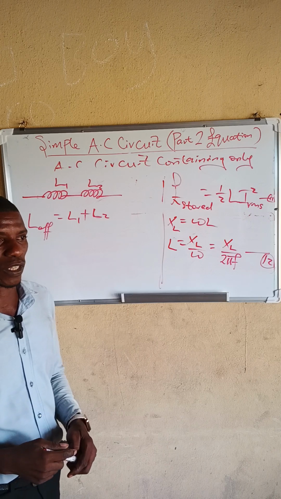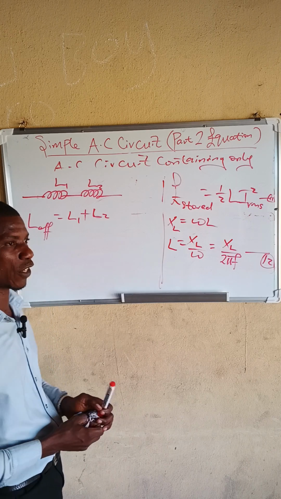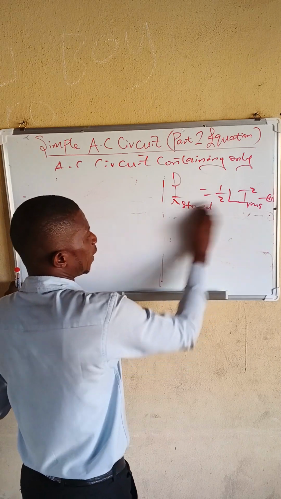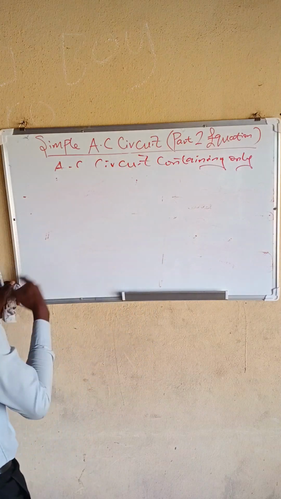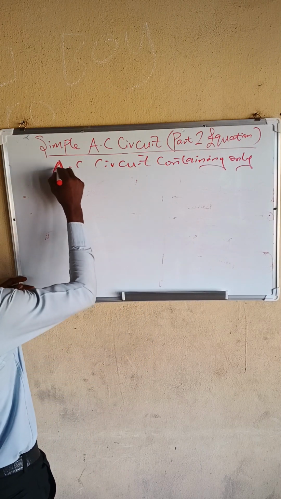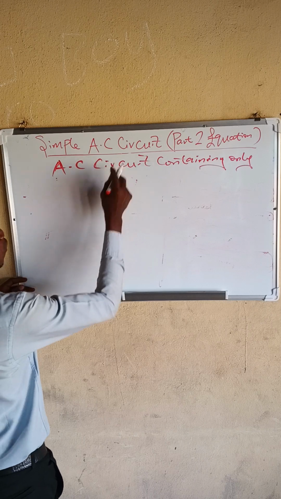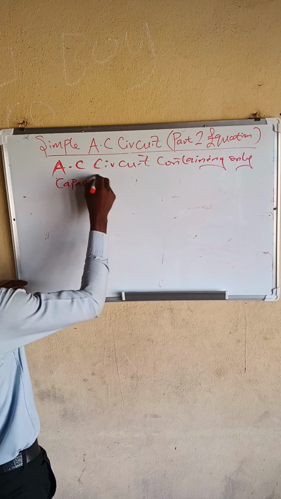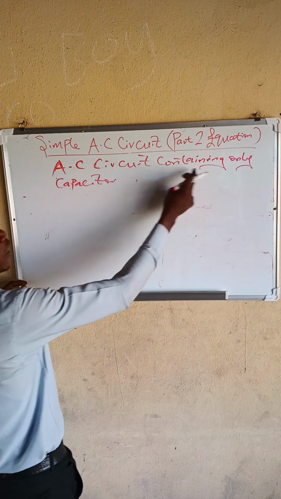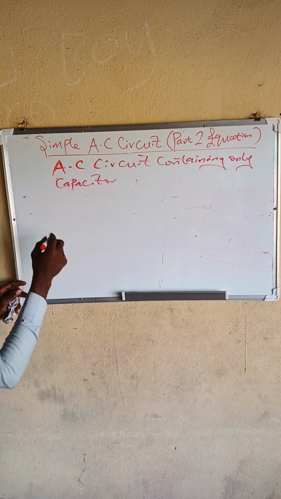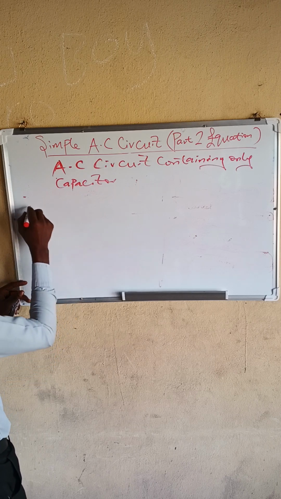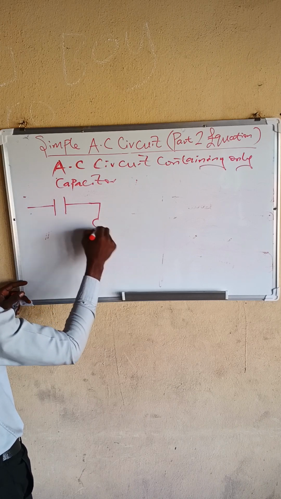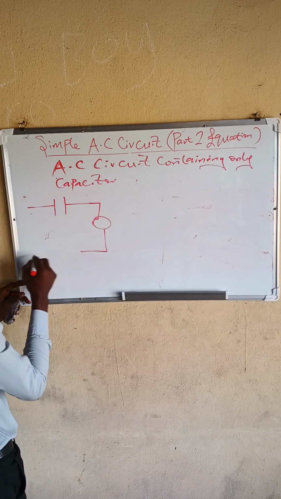Then I'm going to look into the capacitor connected in an AC circuit. Let me show you this. Only capacitor connected in an AC circuit. Now I have AC circuits containing only capacitor. An AC circuit containing only capacitor is designed like this. The circuit is designed like this. You have the capacitor, you have the current, you have this.